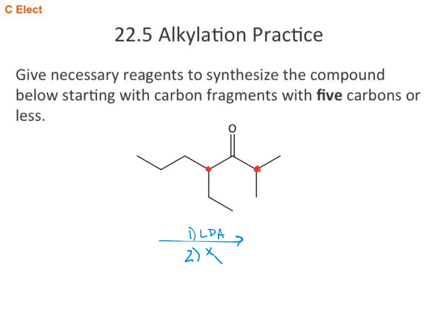We want to maximize our yield. So we want to make sure that we pick a structure that's going to allow for this reaction to happen as effectively and efficiently as possible. Okay. So pick a starting material that has 5 carbons. Which one do you want to look at?